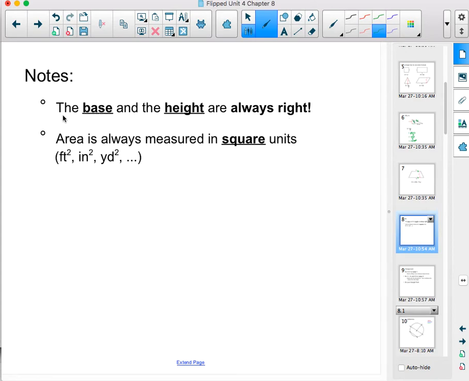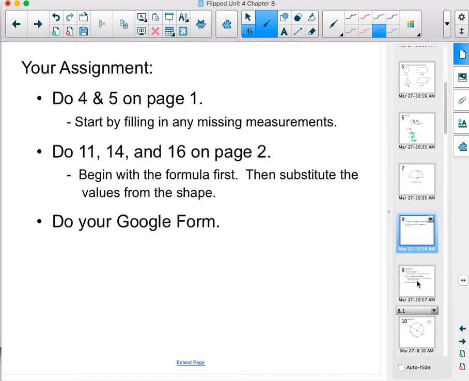Here are those notes I was talking about. The base and the height are always right. You know that means to find the base and height, we look for the two sides that make the right angle. And area is measured in square units every single time.